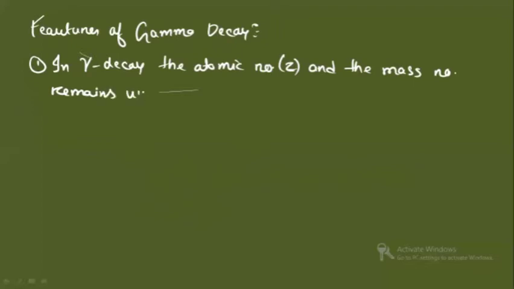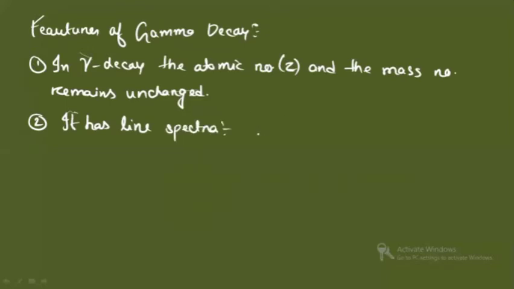All right, this is the first property, or you can say the feature, that remains unchanged. Clear? The second thing is, in case of gamma decay, the spectra is line spectra. It has line spectra, right? That means energy levels are discrete. So I will write here discrete energy levels.